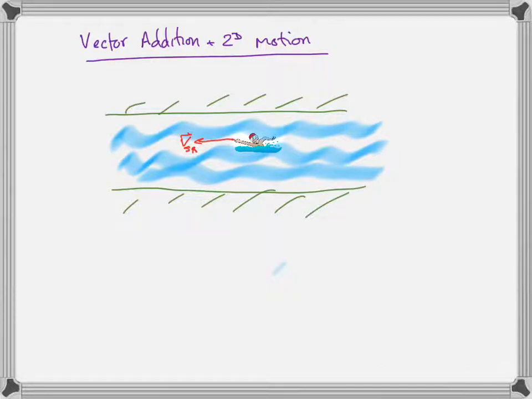The swimmer is attached to the water's frame of reference, and so the swimmer can only swim at that velocity relative to the water. So the question is, how fast is the swimmer swimming relative to the ground?